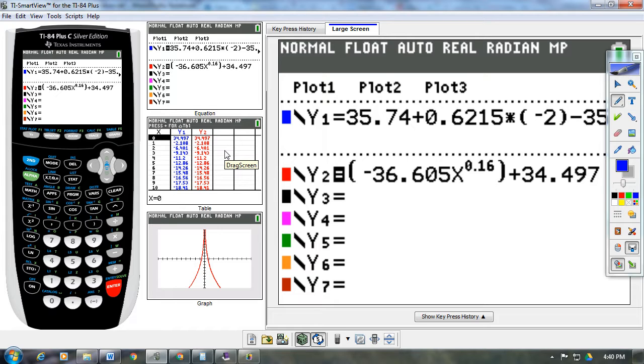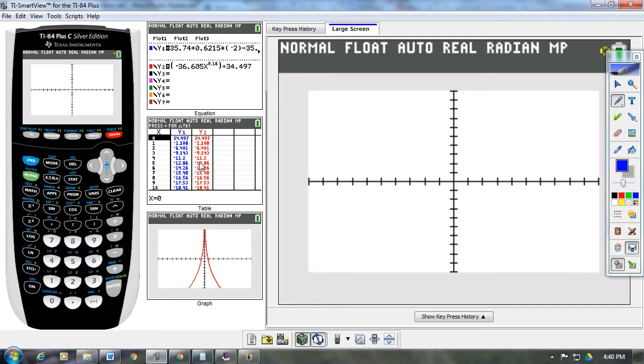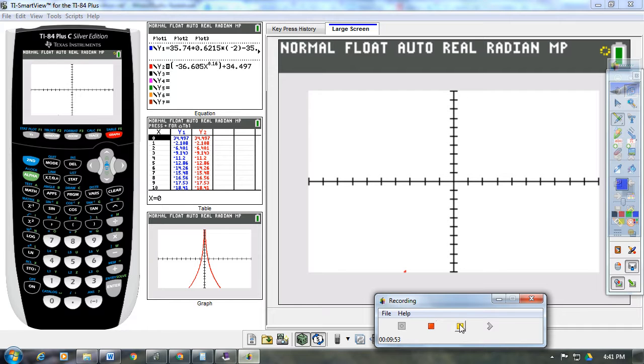Now, if I go to graph it right now, my graph's really not going to communicate very well to me what's going on with this graph. You'll see that nothing is showing up here. In fact, the graph might even have frozen. Nothing is showing up, and the graph did freeze. So I'm going to go ahead and pause this video and try to fix the problem.